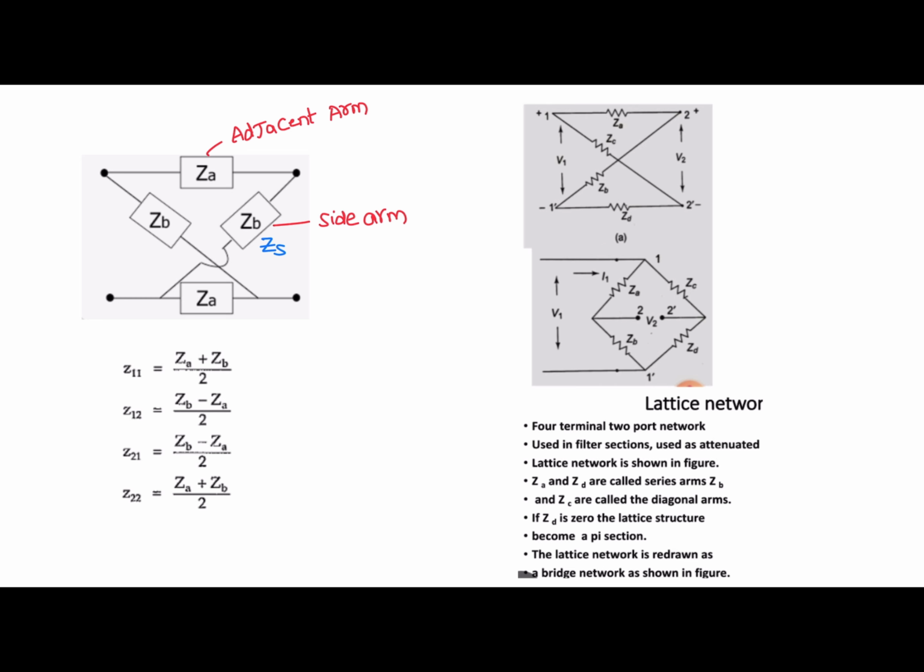this is a symmetrical lattice network, Z11 is (ZA plus ZB) by 2, that is sum of adjacent arm plus side arm by 2. Z11 is same as Z22 and Z12 is equal to Z21. Its value is side arm minus adjacent arm by 2.